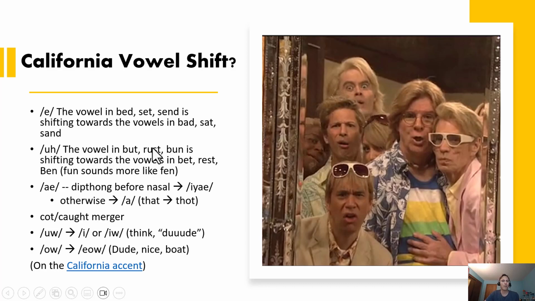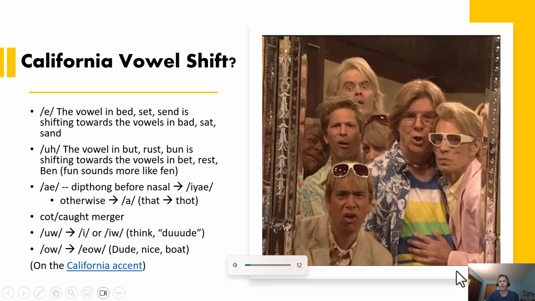The vowel in butt, rust, and bun is shifting towards the vowels in bet, rest, and ben. Fun. I'm having a lot of fun over here. If you've never seen this Saturday Night Live skit from about 10 or 15 years ago called The Californians, they totally exaggerate this proverbial California accent. I think it's kind of funny.